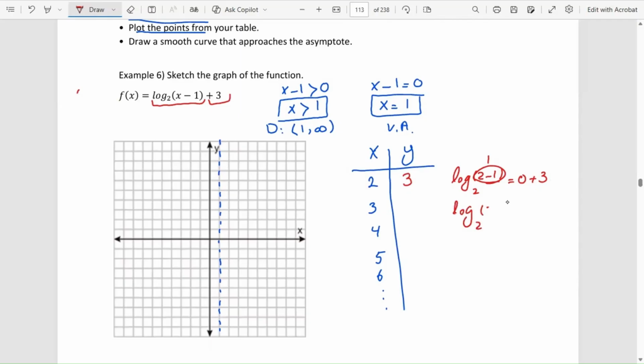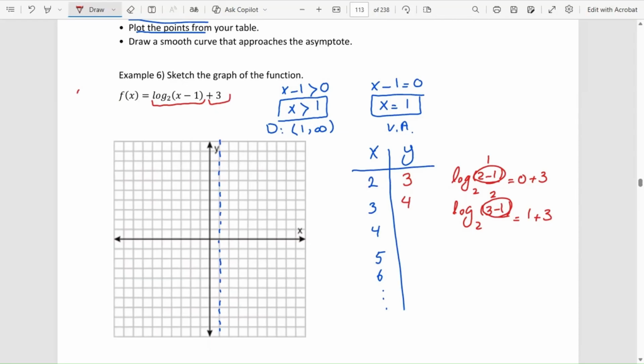Let's replace 3. If I replace the x by 3, 3 minus 1 is 2. And we say, what's the log of 2 base 2? Log base 2 of 2 means what power of 2 is 2, or 2 to what power is 2? Just 1. The answer is 1. And 1 plus 3 gives me 4. Okay, it's a good number. I can choose that.